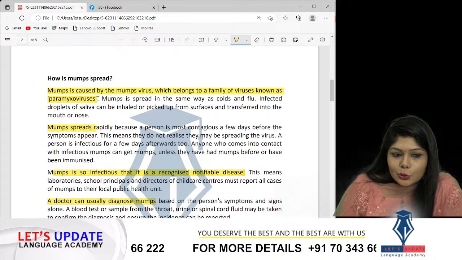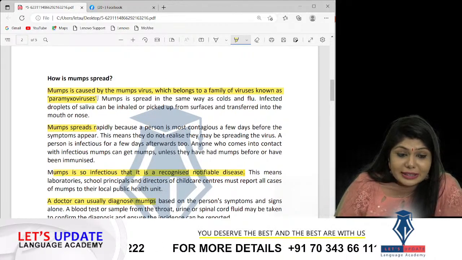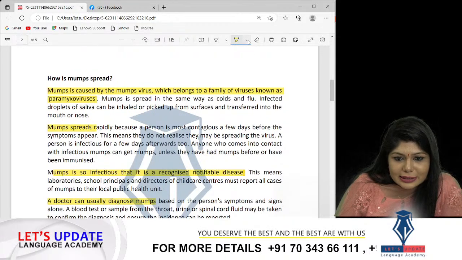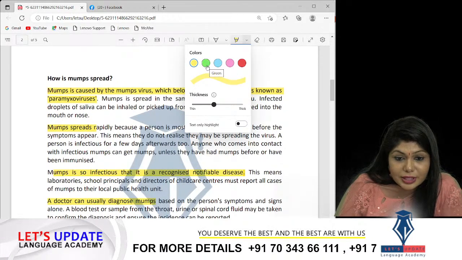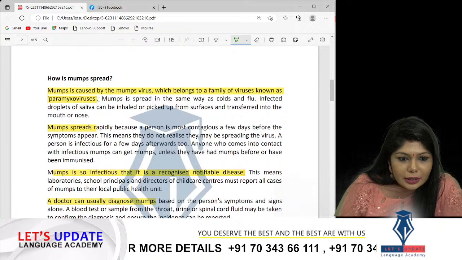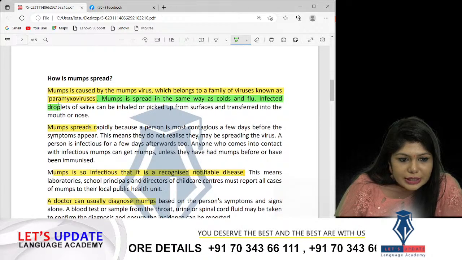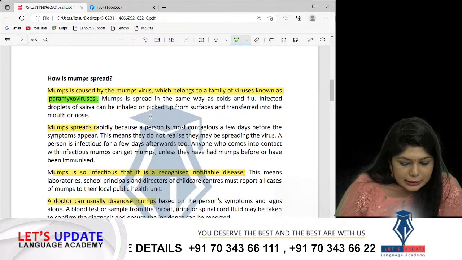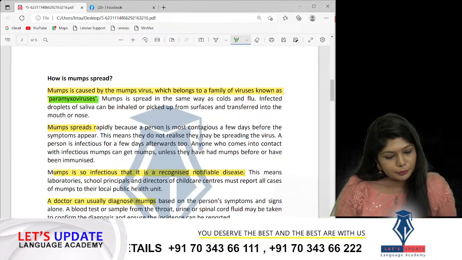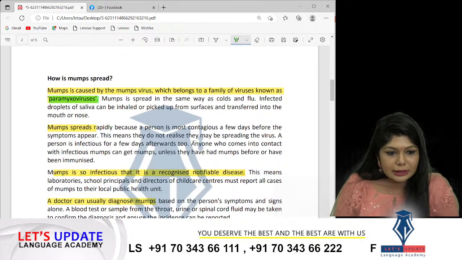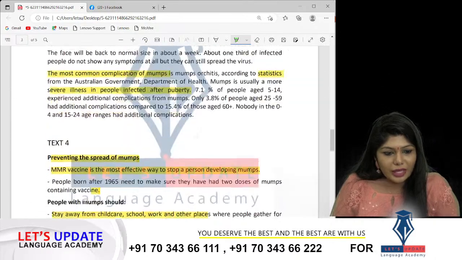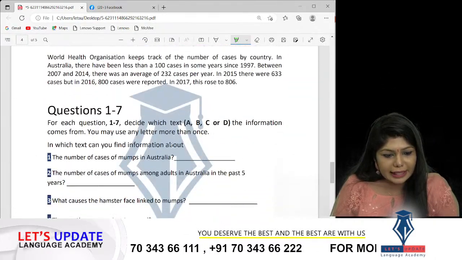I hope you can see this answer. I'll highlight this information, the answers, in green, so that you'll know which is the answer for question number 8.